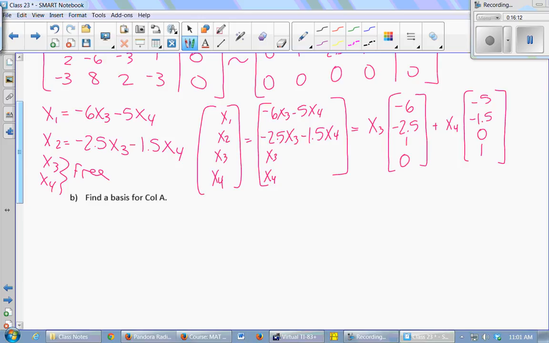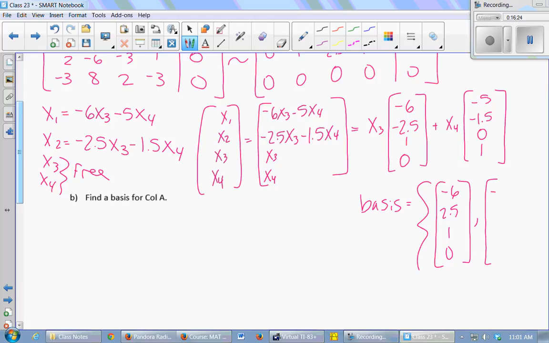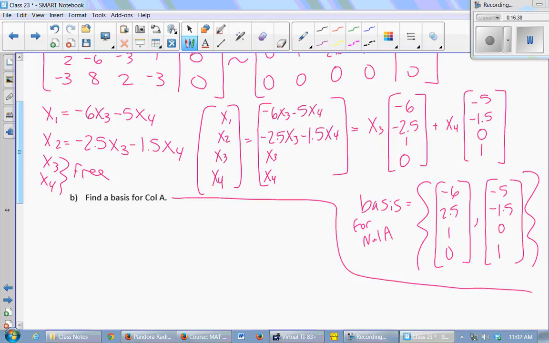So my basis is the set of these two vectors, because they span the null space and they're linearly independent. So this is exactly what we did last class. Last class we found spanning sets for the null space. Now that spanning set, we're just renaming it a basis, because it will automatically be linearly independent using this procedure.